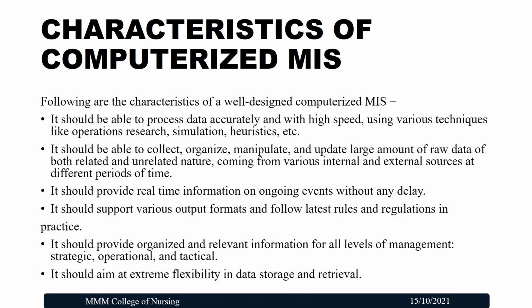Characteristics of computerized MIS. You should be able to process data accurately and with high speed using various techniques like operations research, simulation, heuristics. You should be able to collect, organize, manipulate and update large amounts of raw data of both related and unrelated nature coming from various internal and external sources at different periods of time.